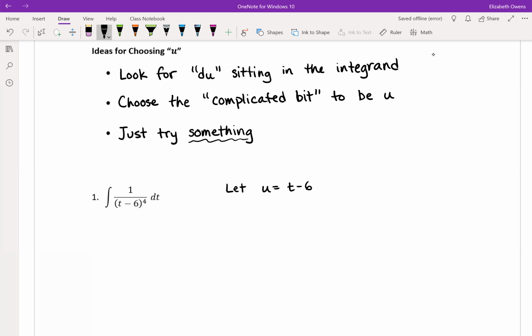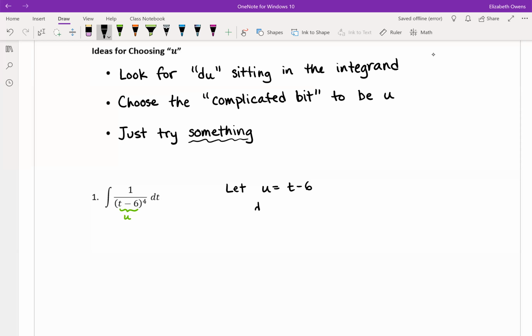And now we want to be able to convert the entire integral into terms of u. So t minus 6 there, that's going to be our u. And what we still have left to convert is the dt right here. We don't want that to be in terms of t. That's not good. So let's work with some differentials here.